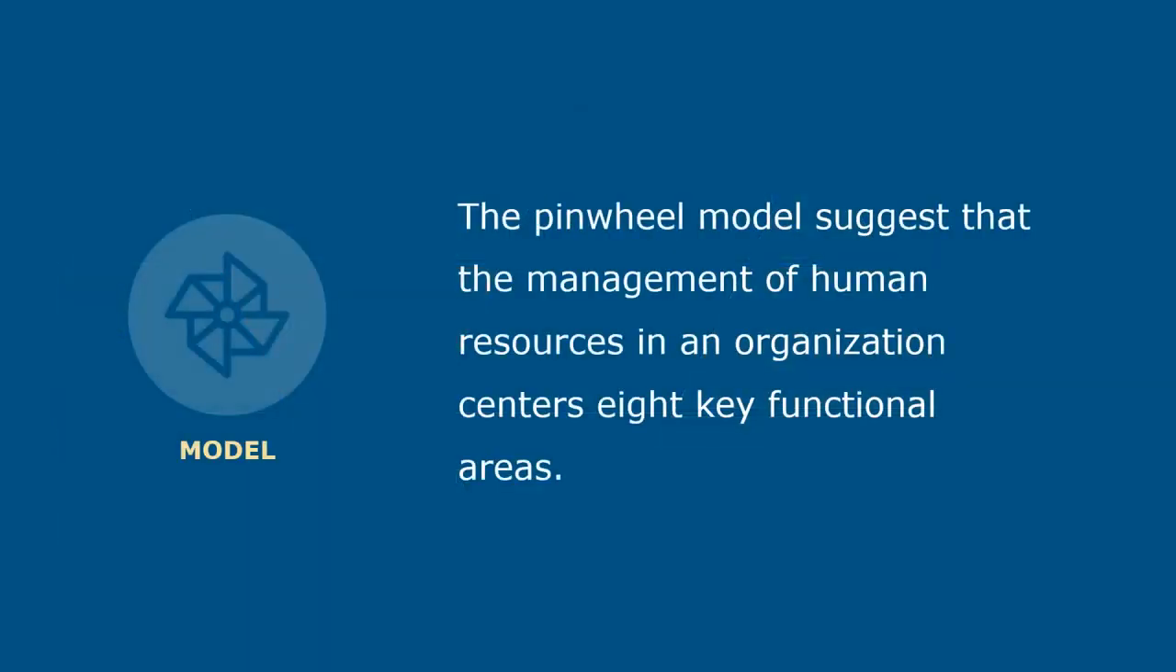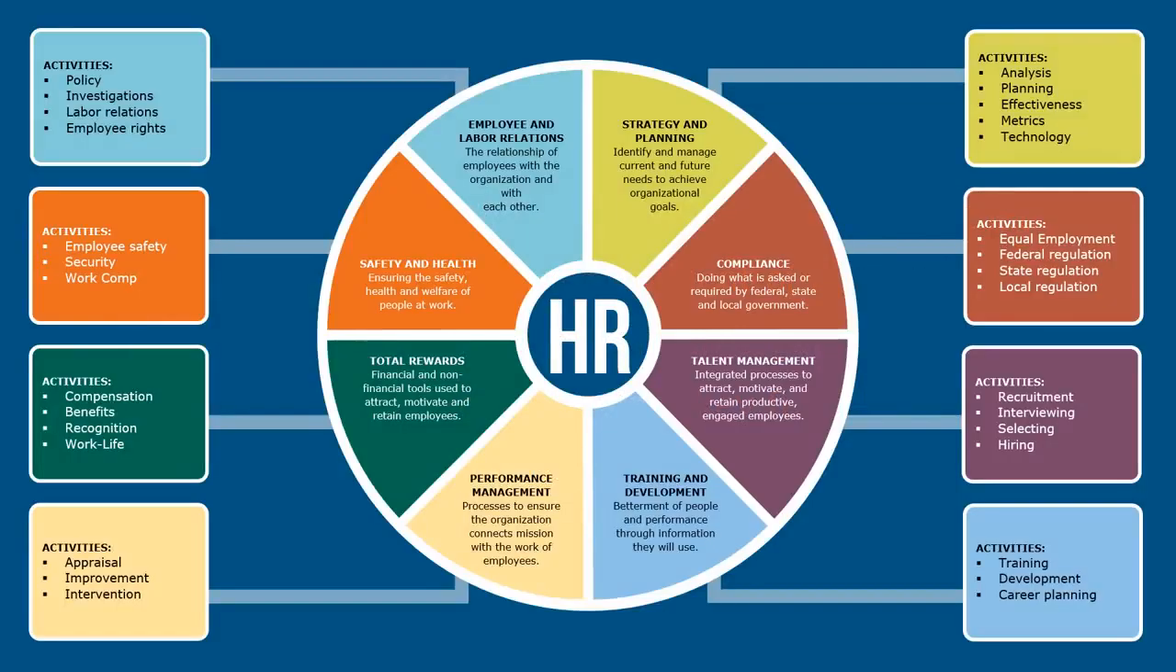Now, let's explore a simple human resource management model. The pinwheel model suggests that the management of human resources in an organization centers on eight key functional areas. These functions are a collection of specialized human resource management work. For each functional area, human resource professionals are responsible for key activities. You can see them in the boxes around the model. Let's define each functional area and discuss those associated activities.